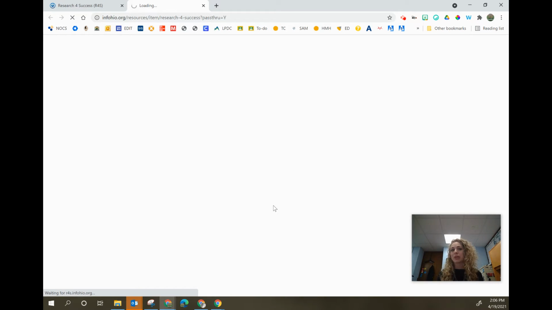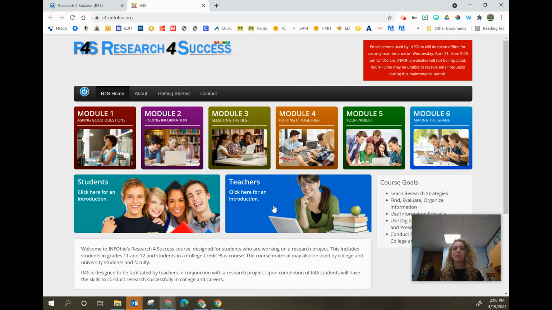So sometimes when I go into InfOhio resources, I can be very overwhelmed because there is so much there. But I want to point out a few things that I love about Research for Success in terms of a starting place. So when I first look at this, it's organized beautifully into 6 modules, and I could use all 6 modules in my classroom, but that may not be purposeful depending on the grade level I'm working with or the subject area that I am teaching.